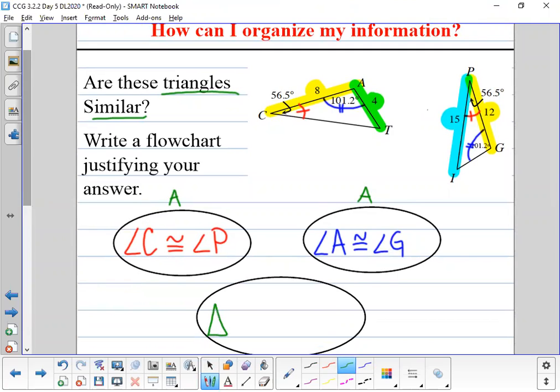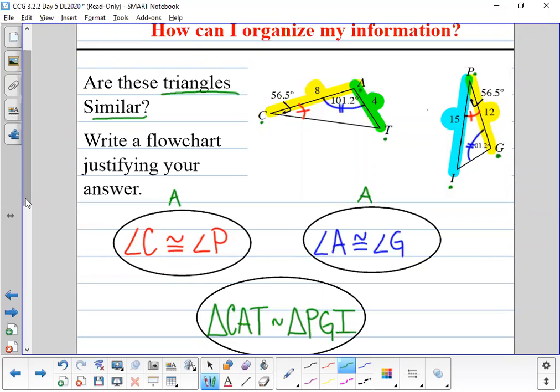So again, I get to pick the order that I write the first triangle. So I'm going to write triangle CAT is similar to triangle. Now, since I wrote it out as CAT, I need to write out my other triangle so that the corresponding angles, the congruent angles, line up with each other. So the angle that corresponds with C, which was written first, is P. So I'm going to write triangle P. The angle that corresponds with A, that's my blue angle, and that is G. So I'm going to write PG. And then the angle that corresponds with T is going to be my unmarked angle, I.